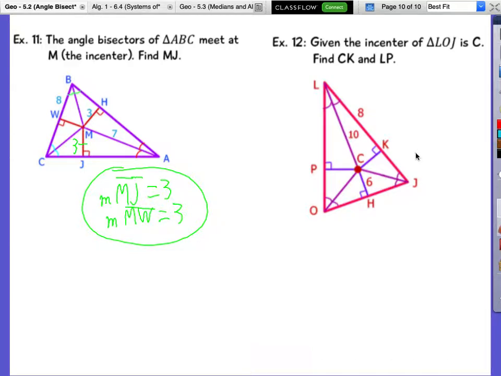Example 12. Actually, one more thing on example 11. I'm going back to example 11 here. Point M is what kind of point? What's it called? Has a special name? Incenter. The incenter is where 3 of something meet.